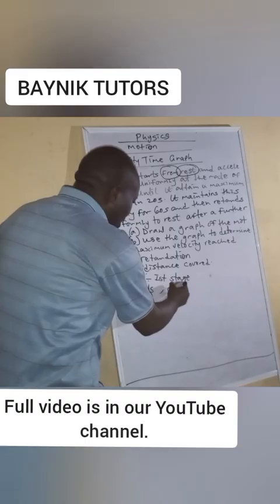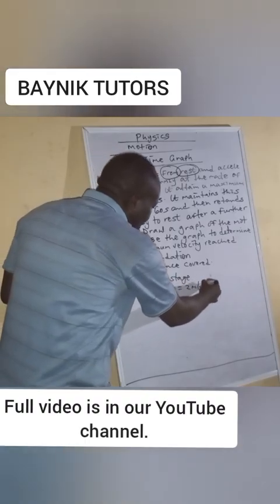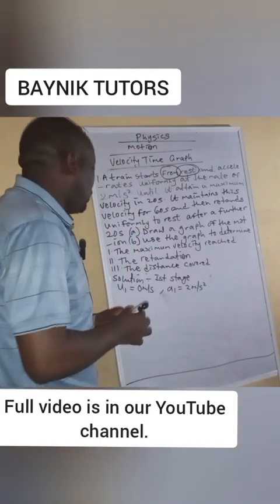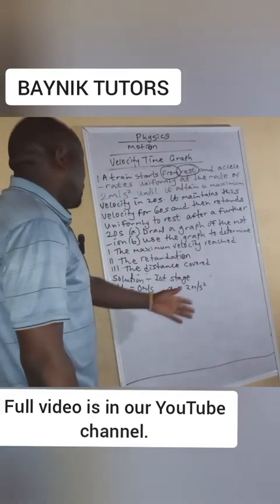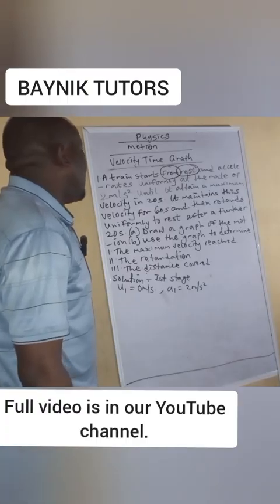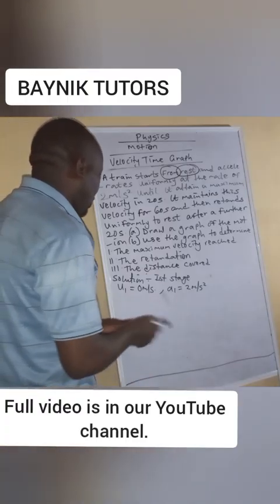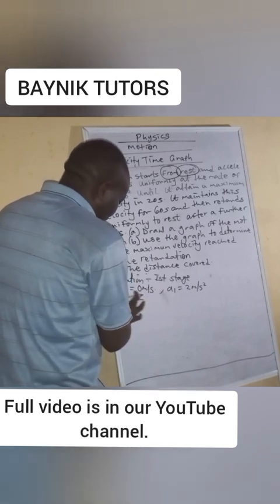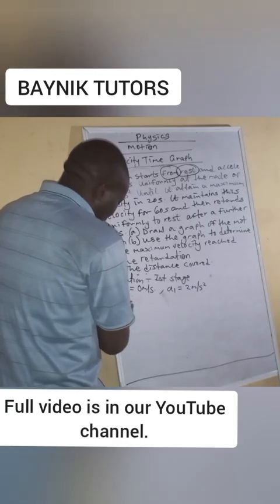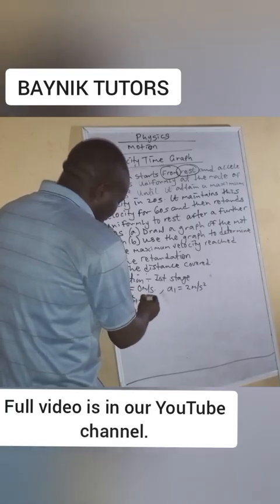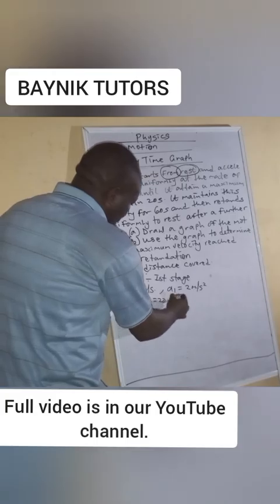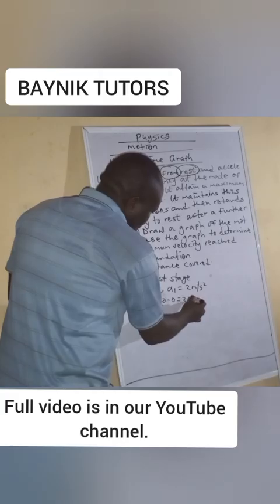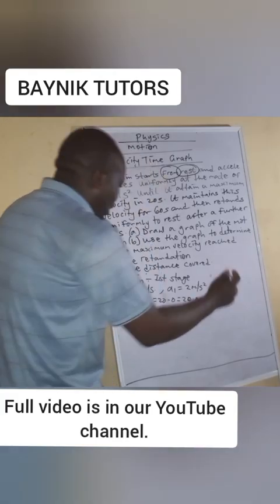Then our acceleration a1 is 2 meter per second square, until it attains a maximum velocity in 20 seconds. So the change in time, which is our t1 minus t0, will be 20 minus 0, which is 20.0 seconds. That's our change in time.